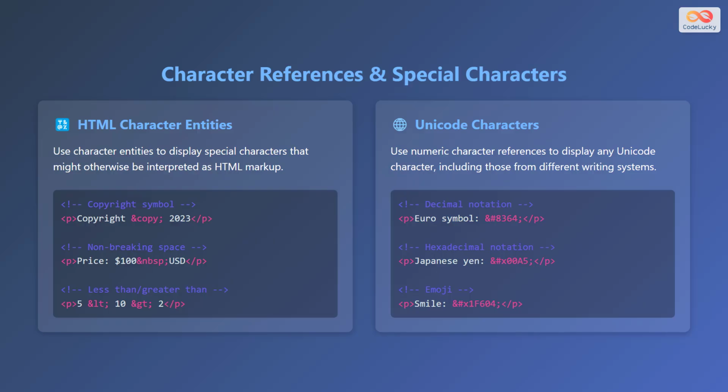HTML provides ways to display special characters that might otherwise be interpreted as HTML markup. HTML character entities can be used to display symbols like the copyright sign, non-breaking spaces, or less than and greater than signs. For displaying characters from different writing systems, we can use numeric character references. This allows you to display any Unicode character including the euro symbol, Japanese yen, or even emojis.